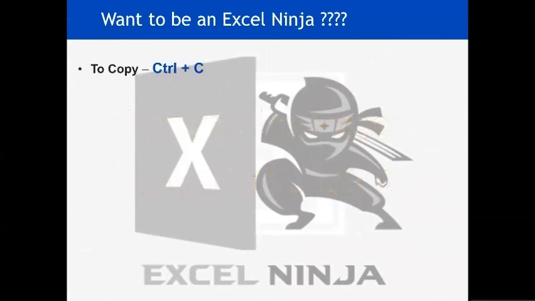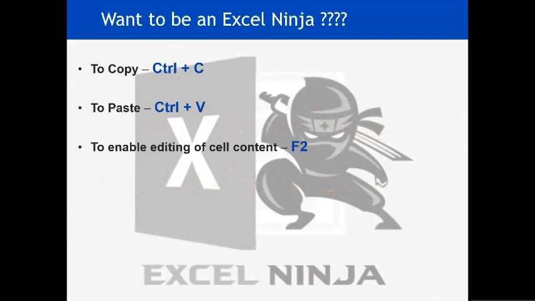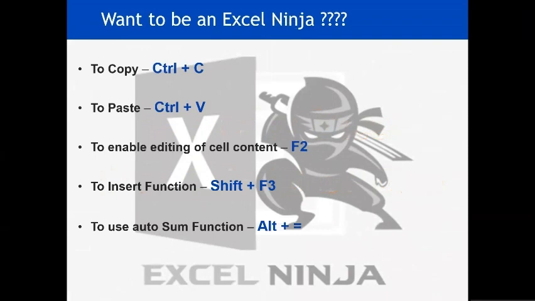And here are the Excel shortcuts. So if you want to copy something, the shortcut key is Control plus C. If you want to paste, it is Control plus V. If you want to edit the content in a particular cell without deleting it, then you need to press F2. If you want to insert a function, press Shift plus F3. And bonus, if you want to use the AutoSum function, use Alt plus equals to.